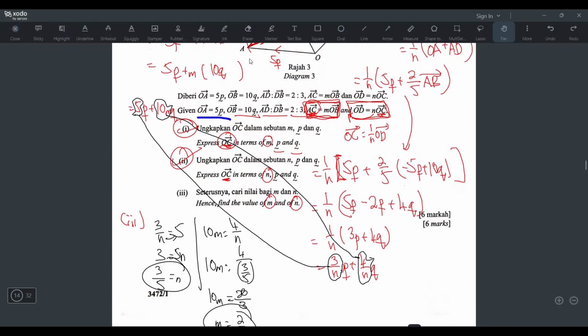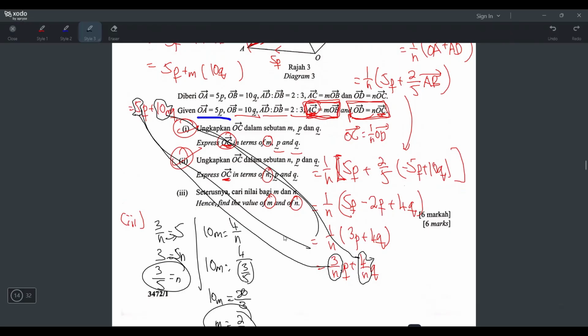And I repeat one more time, why this one can connect, macam tu. Kenapa dia boleh connect? Because they are both the same vector. They are both vector OC. That is why this one can equal to this. And when this one equals this, the coefficient of P can compare with coefficient of P, coefficient of Q can compare with coefficient of Q.